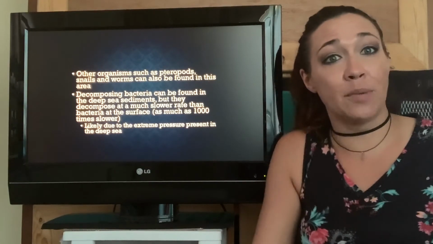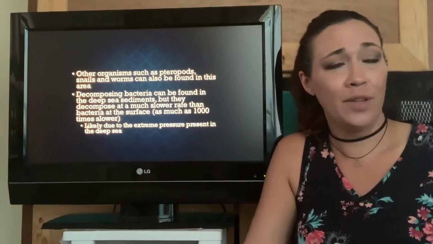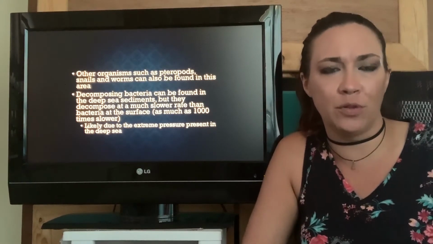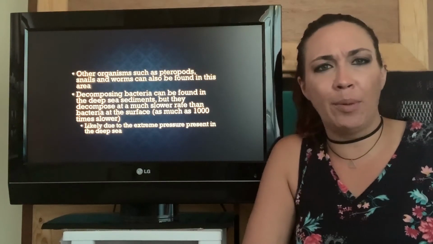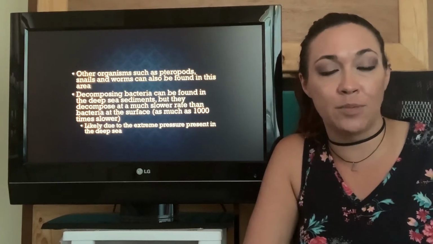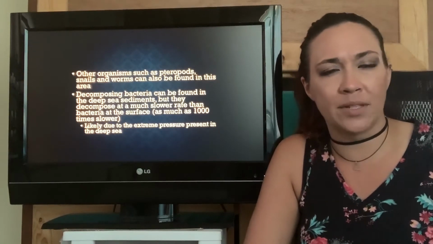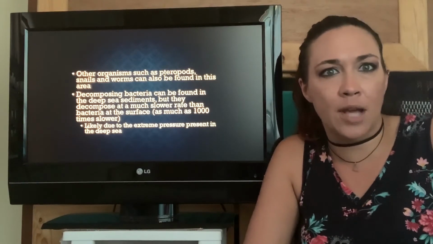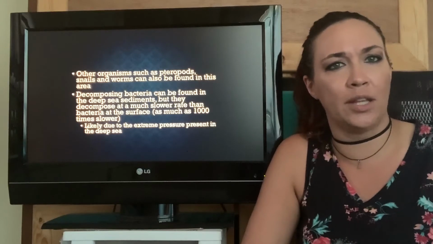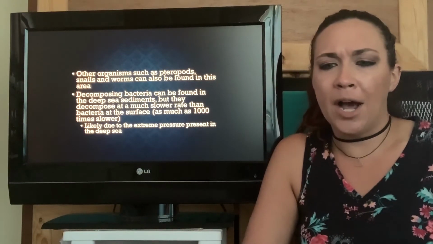We have a lot of decomposing bacteria, which are really, really great because we have a lot of decomposing bodies. So these decomposing bacteria are really, really useful. But funny enough, they have kind of a unique metabolism because they live under such intense pressure. And this is true of a lot of organisms that live in the deep sea. They have very slow metabolisms. Meaning, even slower, like 1,000 times slower than some of their counterparts that live higher up, closer to the surface or even on land.